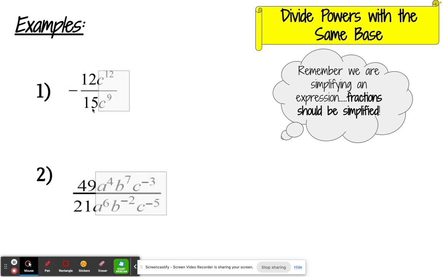Okay, so I have a couple examples here for you. First of all, I can simplify this fraction. What is 12 over 15? Always look at your numbers first. 12 over 15, I can divide them both by 3, and this would become a 4, and this would become a 5.